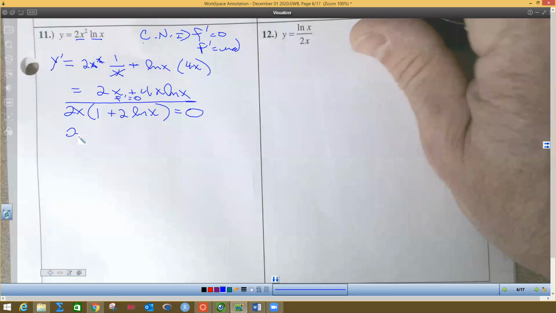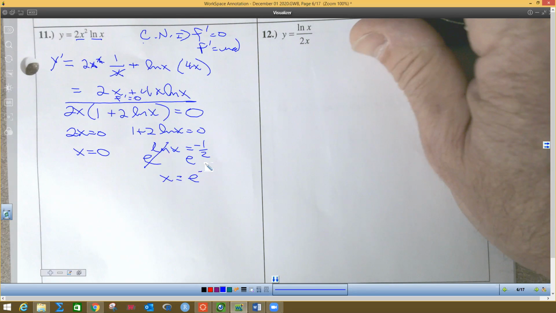So then I'm going to get 2x equals 0, and I'm going to get 1 plus 2 natural log of x equals 0. So this says there's a critical number at 0, and then this would be there's a critical number if I subtract 1 and divide by 2, I get this. And then I have to e each side because natural log and e cancel out, so I get x equals e to the negative 1/2 power. Okay, so these are my critical numbers. These two things are my critical numbers.